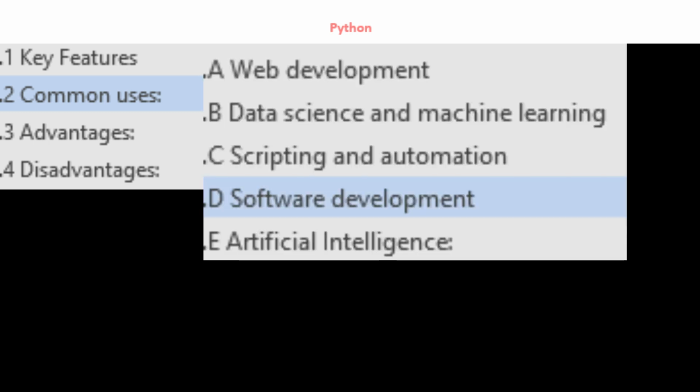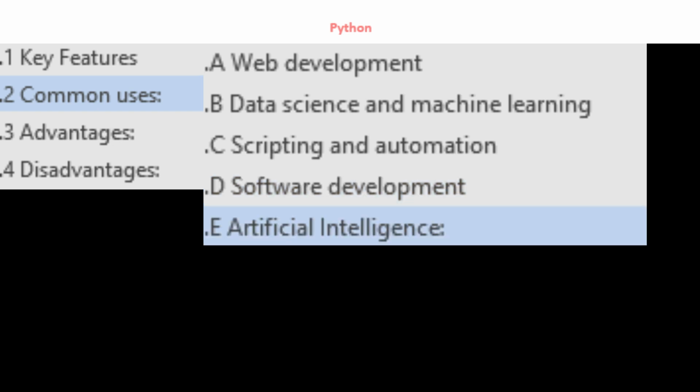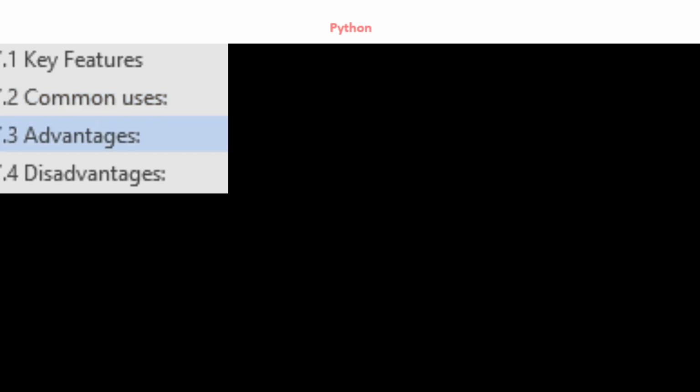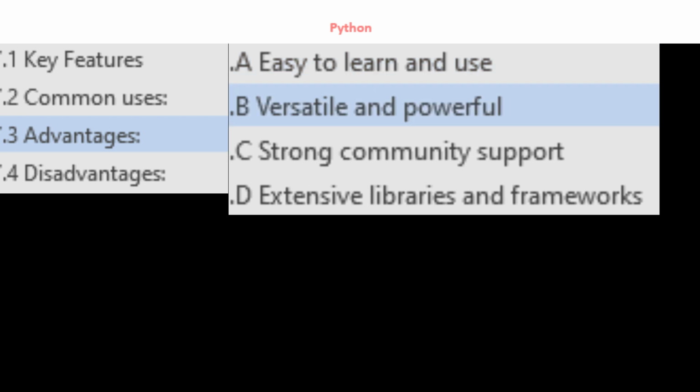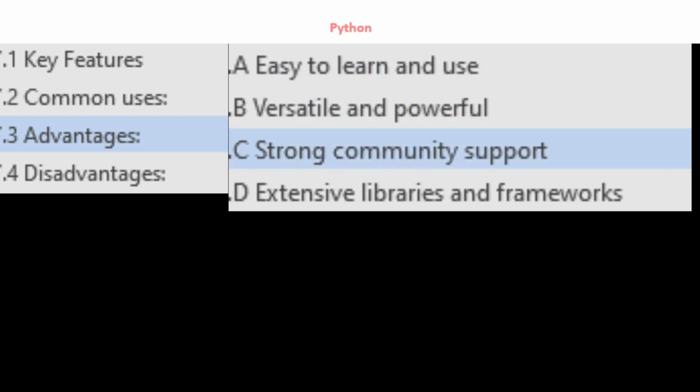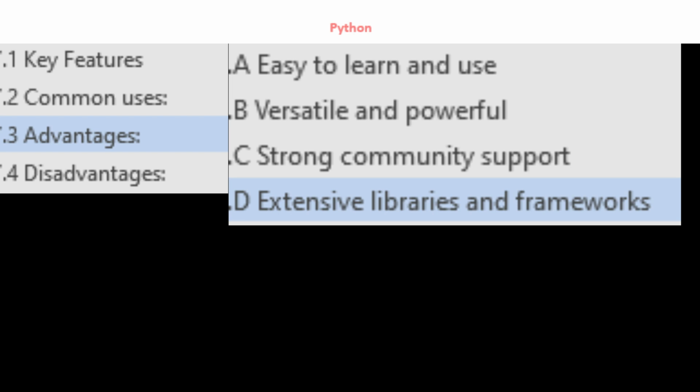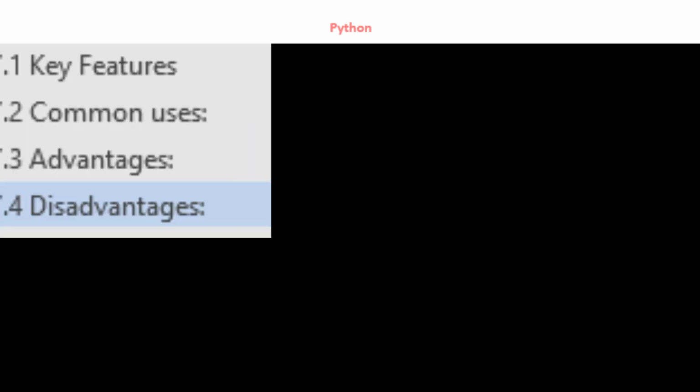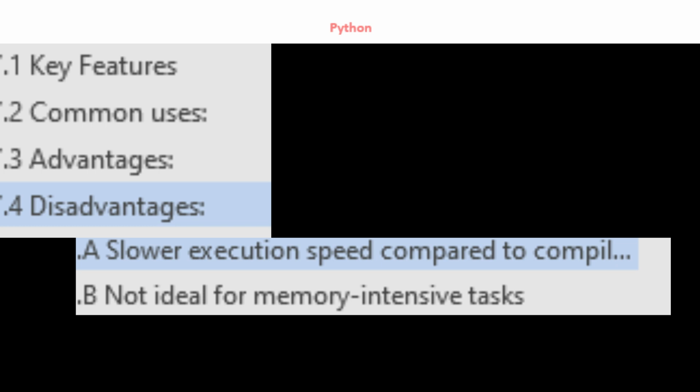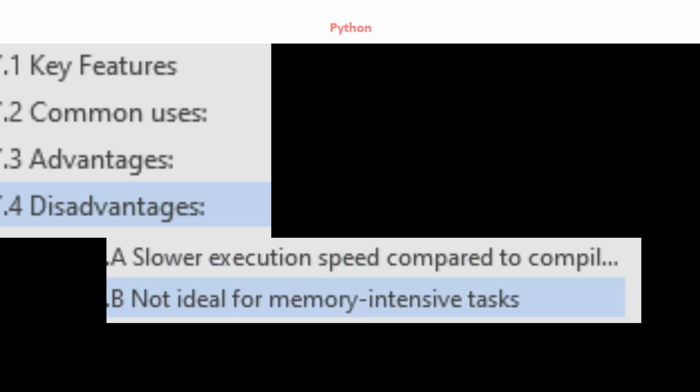Software development. Python can be used to develop desktop applications and games with libraries like tkinter, PyQt, and Pygame. Artificial intelligence. Python is extensively used in AI research and development due to its simplicity and the powerful libraries available. Advantages: easy to learn and use, versatile and powerful, strong community support, extensive libraries and frameworks. Disadvantages: slower execution speed compared to compiled languages, not ideal for memory-intensive tasks.